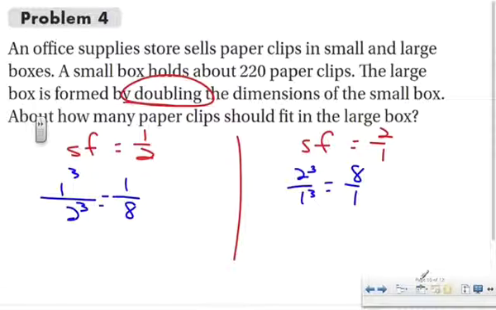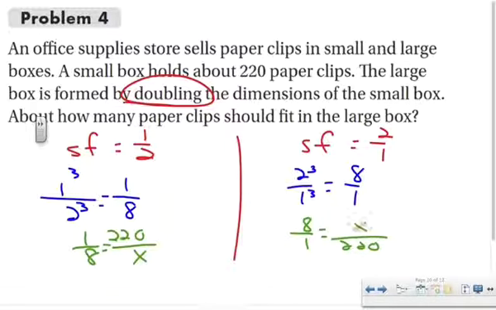No, I'm doing this. This is Casey. This is me making Casey happy. Whatever works for you. So if it said like tripling, your scale factor would be 1/3 or 3/1. And then we're setting up a proportion. Our old box fit 220 paper clips. I'm trying to find out how many paper clips will fit in my new box. And as you're noticing, we'll end up in the same place.